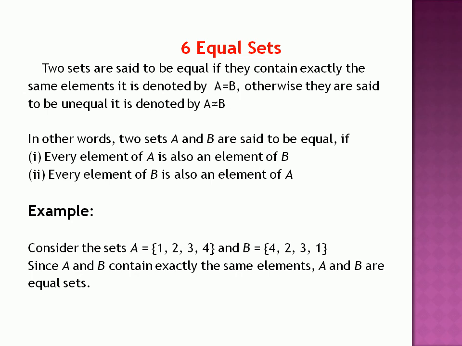Example, consider the set A equal to {1, 2, 3, 4} and B equal to {4, 2, 3, 1}. In these two sets A and B, the elements are the same. Same number of elements and the elements are also equal. So A and B are equal sets.